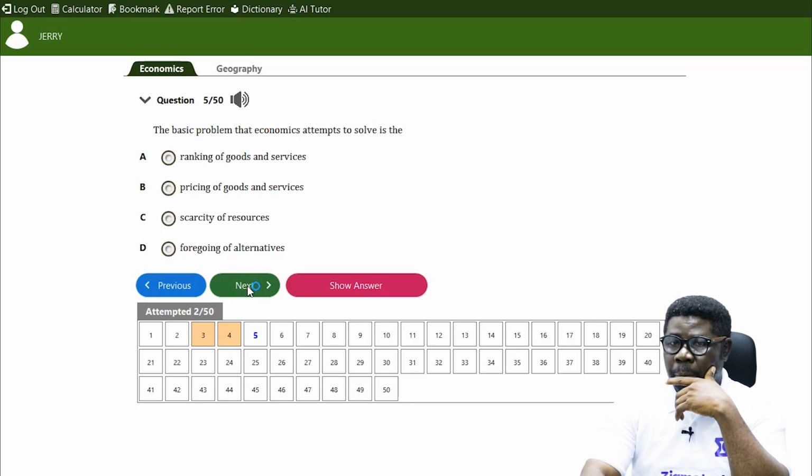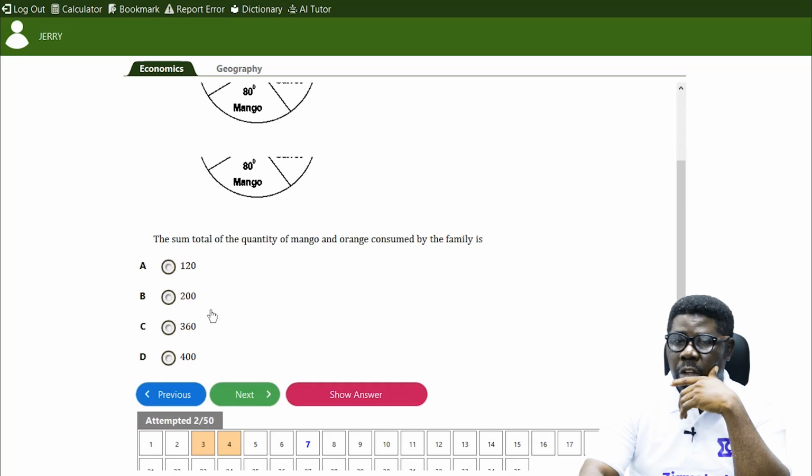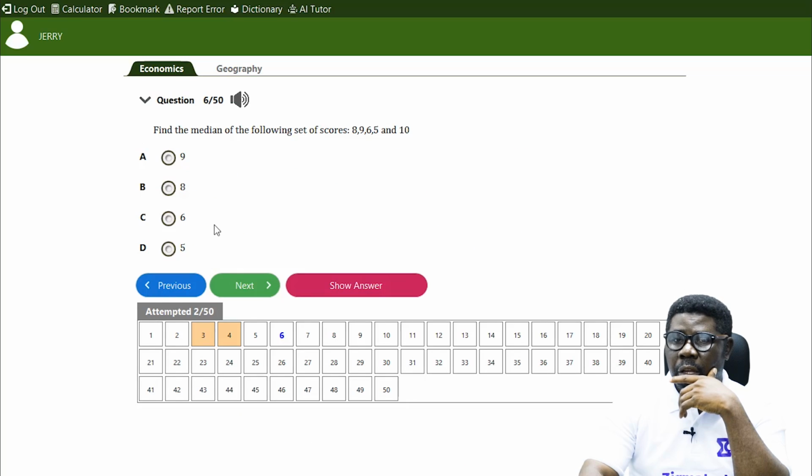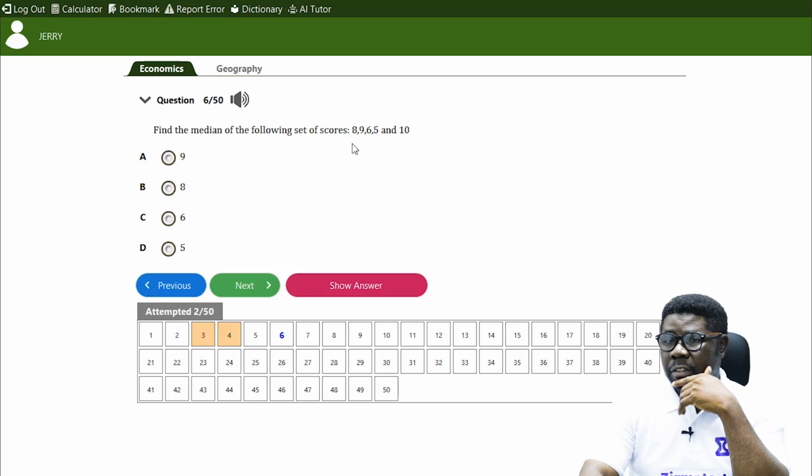Now, the next question here is that we should calculate the median of the following scores. The scores are 8, 9, 6, 5, 10. Also, we have 1, 2, 3, 4, 5 numbers. So it's easy to do. Just rearrange these numbers in ascending order. So I have 5, 6, 8, 9, 10.